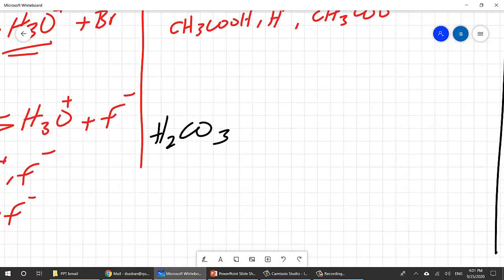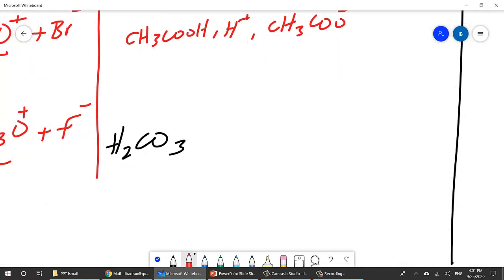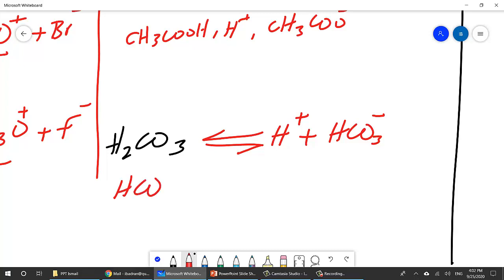Carbonic acid is a different story here. Carbonic acid is a weak acid, and it ionizes in two steps. The first step, it will form H plus plus HCO3 minus, the hydrogen carbonate. Hydrogen carbonate is an amphoteric species. It acts as an acid in the next step. It will also form H plus plus CO3 2 minus.